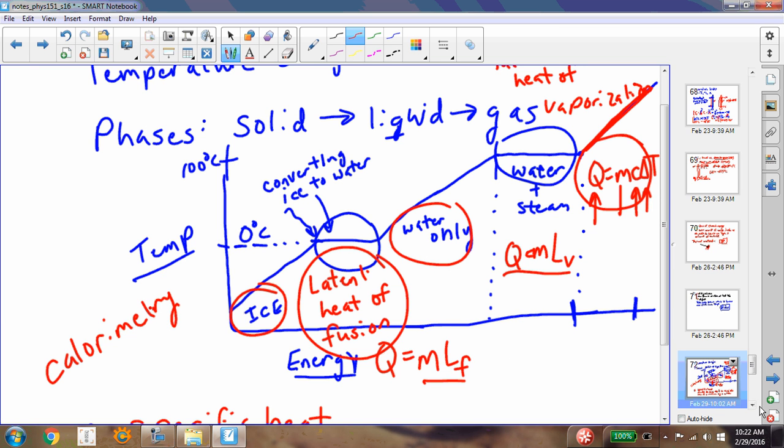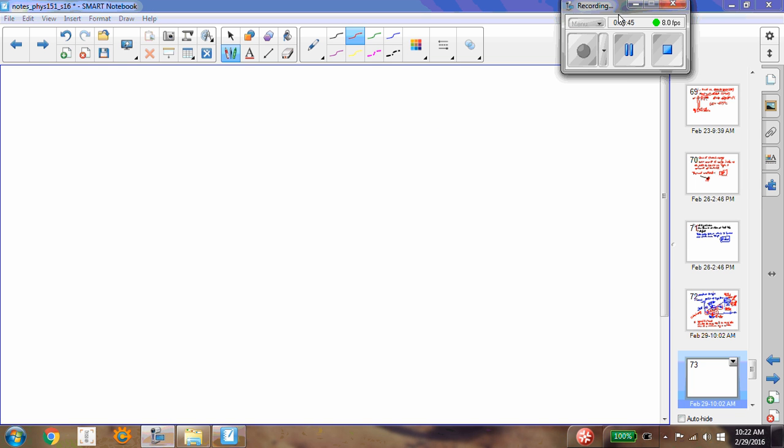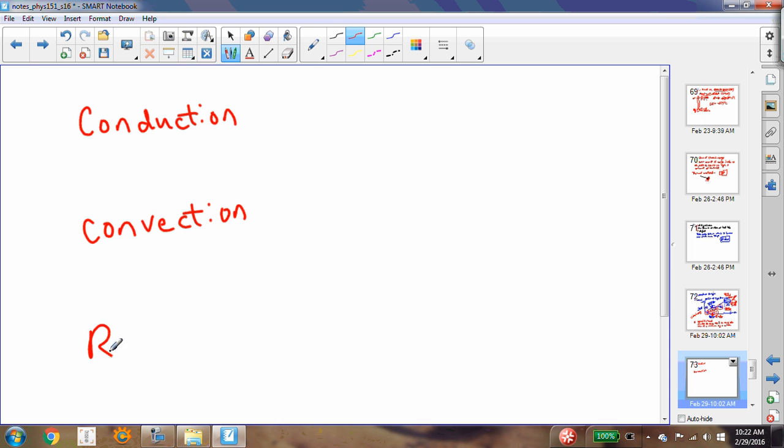All right, one more thing that I want to share with you before we call it off here is there are different ways of transferring energy. Let me pause here for just a second. There are different ways of transferring energy. There are three ways. We have conduction, we have convection, and then we have radiation. Let's go back to our campfire.